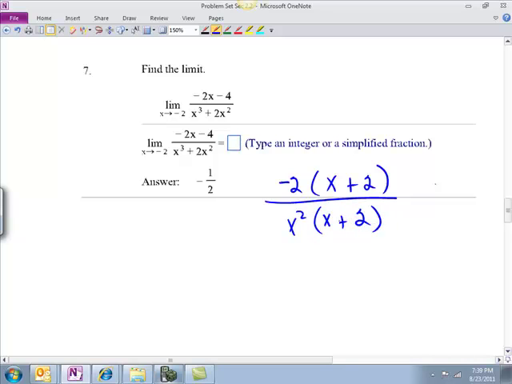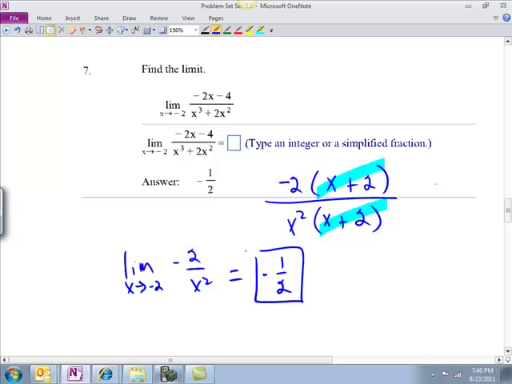And you're always happy when you see the same thing on the bottom. That's good. And so bam, bam. So we have negative 2 over x squared, the limit as x approaches negative 2. And what's that going to equal? Okay, negative 1/2, because it's negative 2 over 4. Are we good?